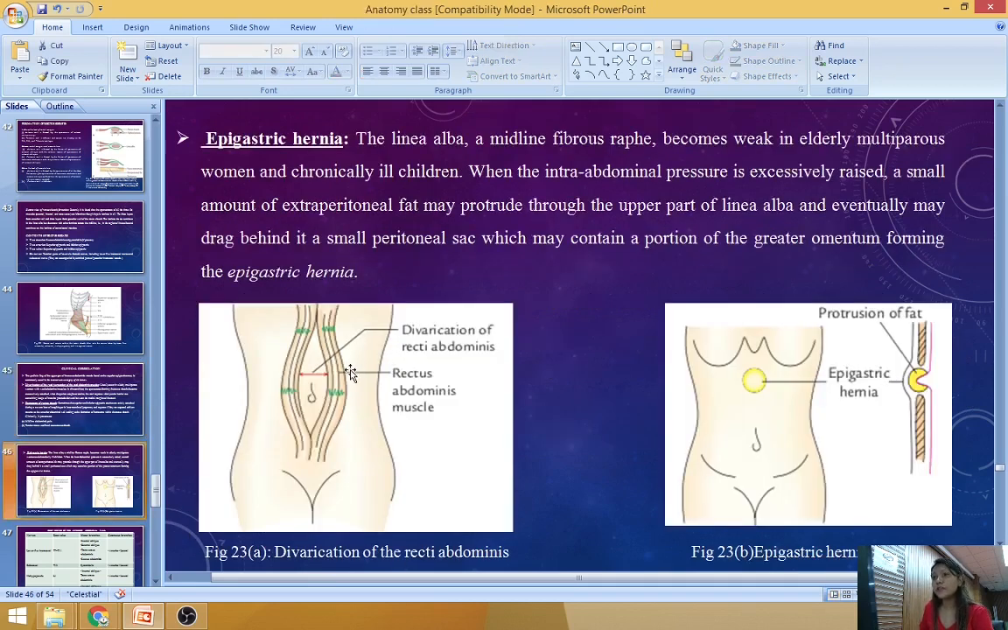So here you can see there is divarication. The rectus muscle has split, divarication of rectus abdominis. And also we have epigastric hernia. So this is a midline hernia, at the midline fibrous raphe. If the rectus becomes weak, in elderly multiparous women, you might see a hernia here. So it is known as epigastric hernia, and there might be protrusion of fat in this hernia.